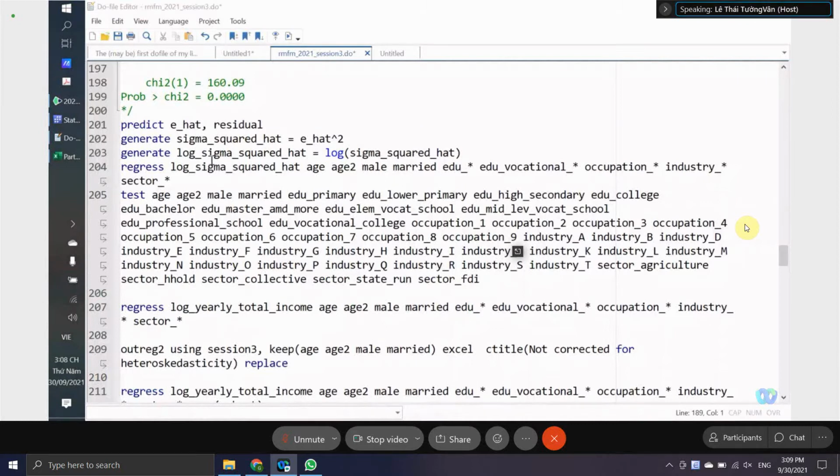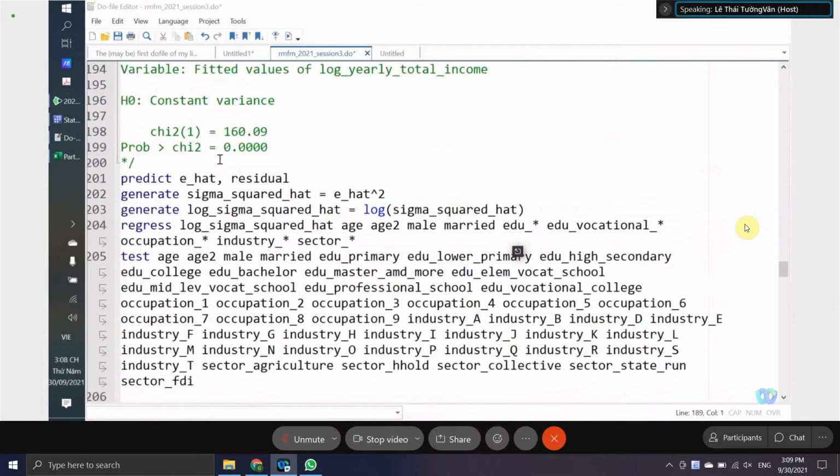Now, ladies and gentlemen, thank you, Minh Thùy, and now we move on. The heteroscedasticity test works like this: first, you run a regression. Then you pick the e hat, that is the residual. Then you generate the sigma square hat, which is equal to e hat square. That is actually the estimate of sigma i square. Then you take the log of sigma square hat, and you regress the log of sigma square hat on all of the explanatory variables. Then you test for their significance.